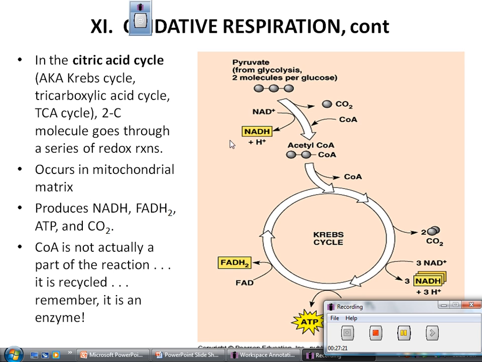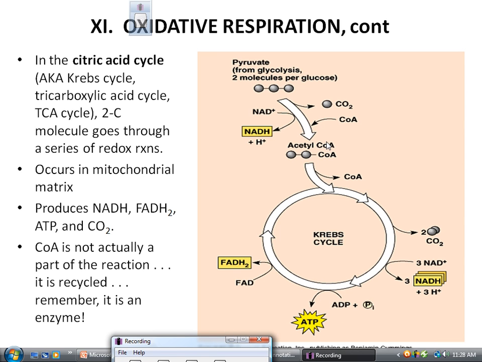All right, so moving on to the Krebs cycle, also known as the citric acid cycle or tricarboxylic acid cycle. It's got different names, but just as the name implies, it is a cycle. What does a cycle mean? You're always going to have something spinning in the cycle that will always be present.